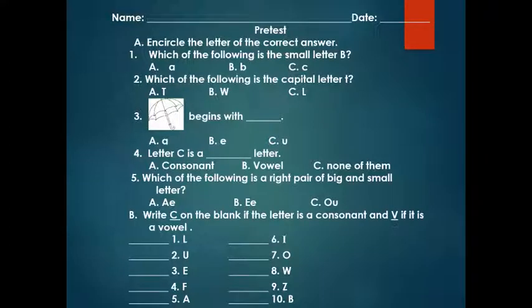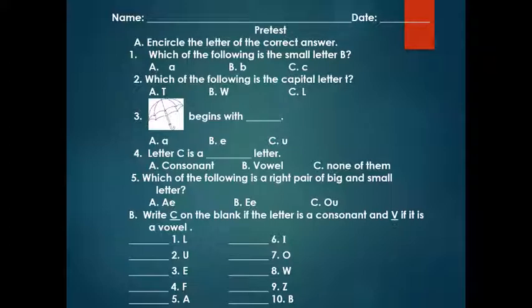Okay, let's answer the pre-test. You write your name first and the date of today. Okay, the instruction: encircle the letter of the correct answer. Number 1. Which of the following is the small letter B? The one in letter A, the one in letter B, or the one in letter C? Number 2. Which of the following is the capital letter T? The one in letter A, the one in letter B, or the one in letter C?